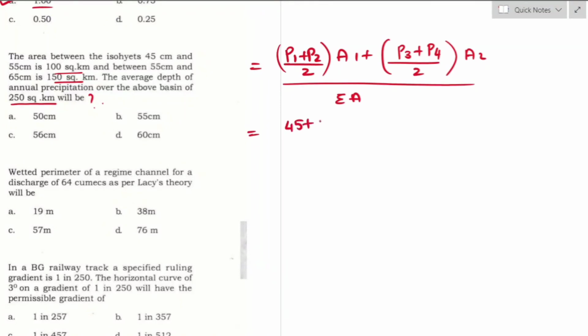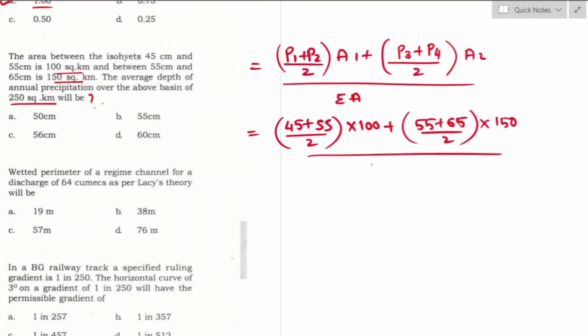So P is equal to 45 plus 55 divided by 2 into 100 square kilometer plus 55 plus 65 divided by 2 into 150. The total area is 250 square kilometer. So the average depth of the annual precipitation will be 56 centimeter. Option C is the right answer.